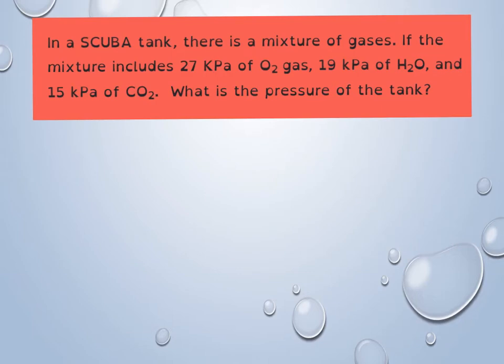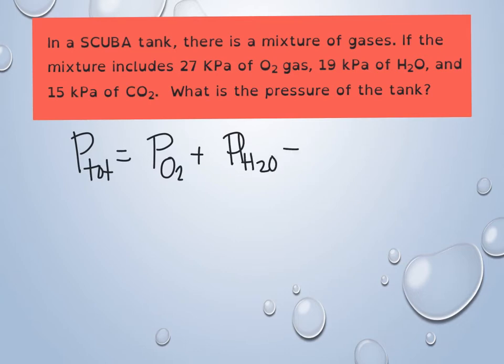All right, so here's a sample problem, and it's pretty simple actually. It says in a scuba tank there's a mixture of gases. If the mixture includes 27 kPa of O2 gas, 19 kPa of H2O, and 15 kPa of CO2, what is the pressure of the tank? So we're going to use Dalton's law, and that's P total equals, in this case, P of O2 and P of H2O and the P of CO2 added together.